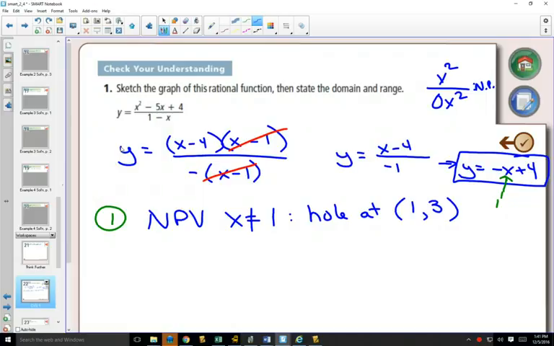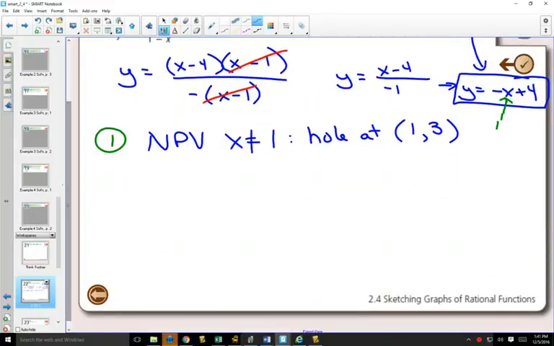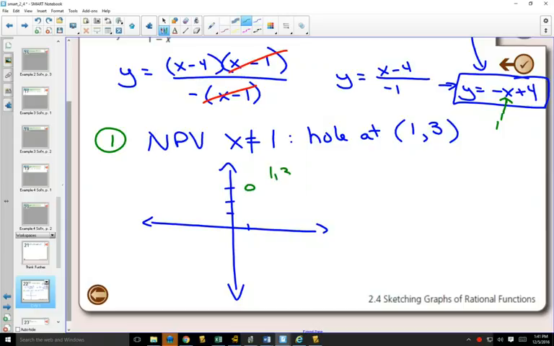But because it's simplified to something that we know how to graph, we know how to graph a line, and a line doesn't have an oblique asymptote. We don't have to worry about that in this situation. So we go to graph it. What we do know is we have a hole at 1 comma 3. Our slope is negative 1, so down 1 over 1, down 1 over 1, down 1 over 1. And there is our final graph.